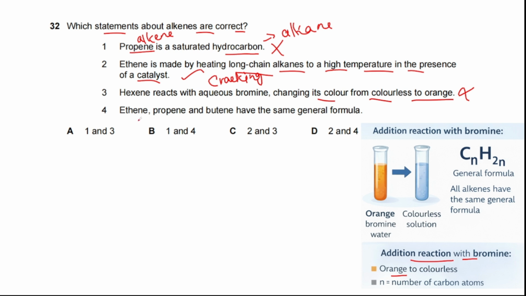Then the fourth point is that ethene, propene and butene have the same general formula. Yes, all these are alkenes. Alkenes have the general formula CnH2n. So option 4 is also correct. So 2 and 4 are correct. So the correct option is option D.